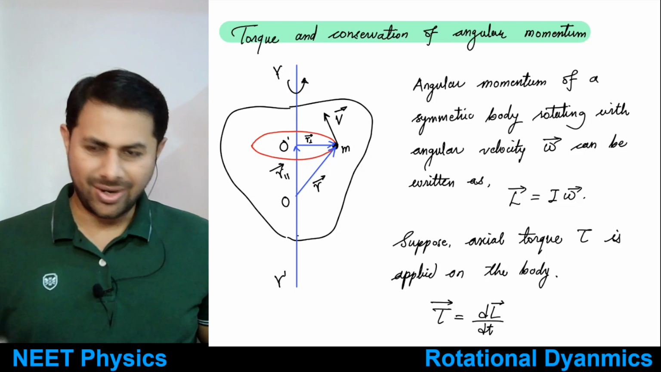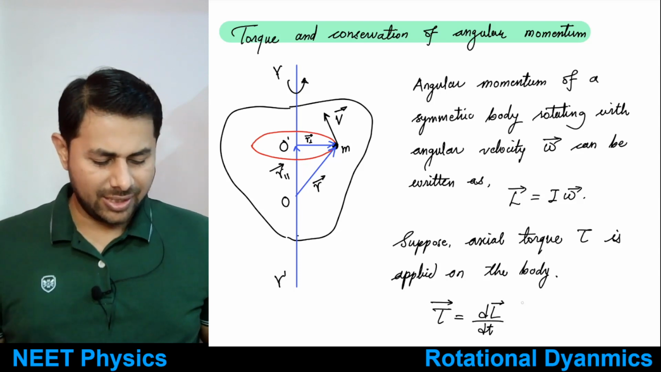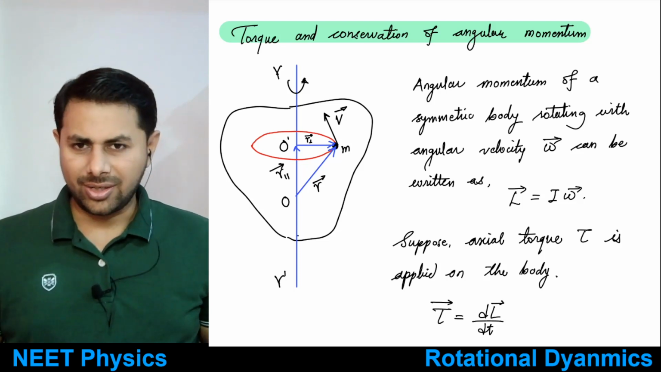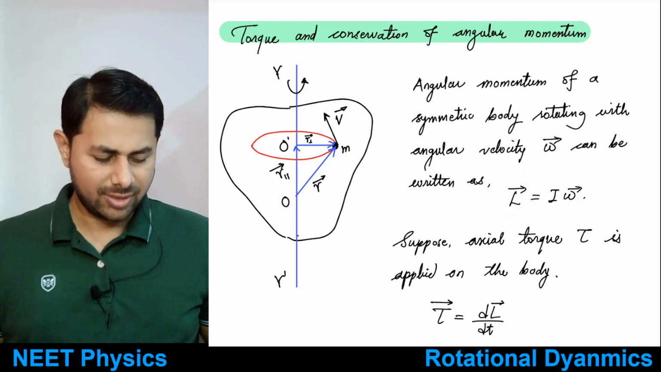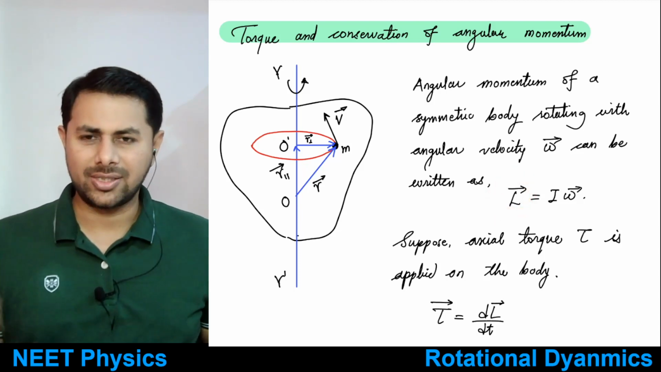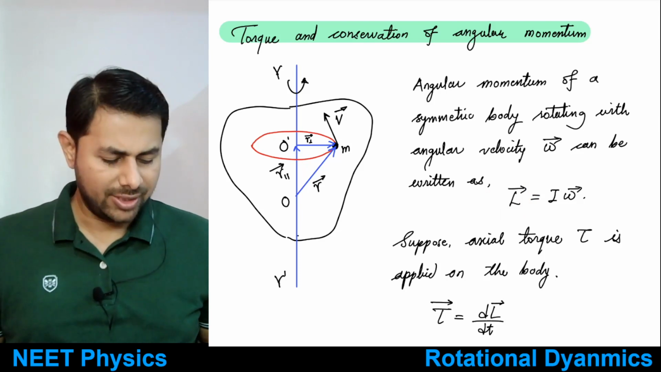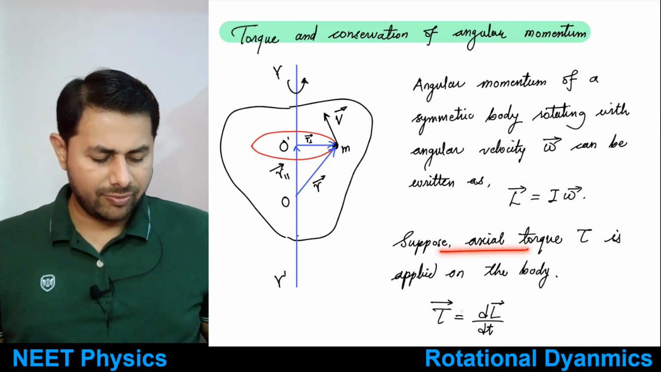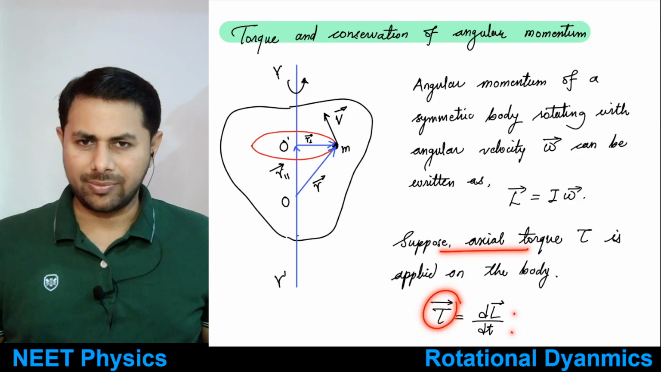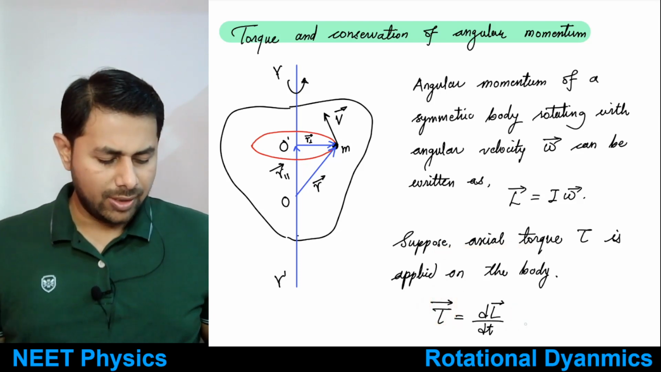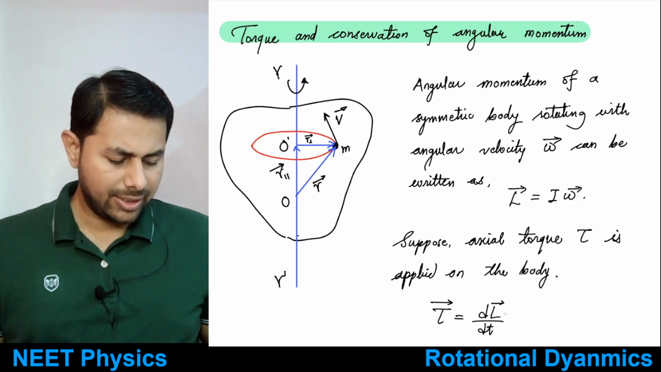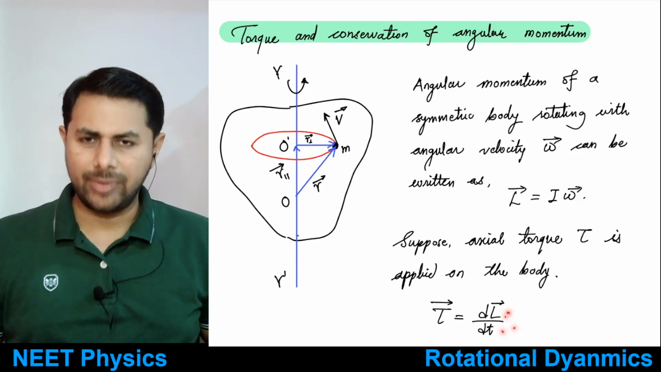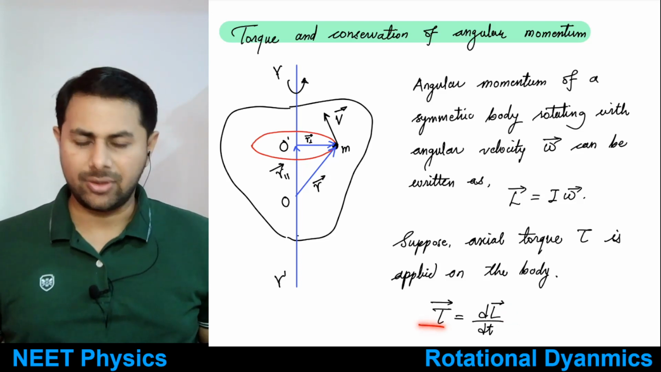Okay, torque is axial. So now axial torque will change the axial angular momentum, right? Our angular momentum is along the axis and torque is also along the axis. So this axial torque will change the axial angular momentum. How do we write the rate of change of angular momentum? It is equal to the torque acting on the body.